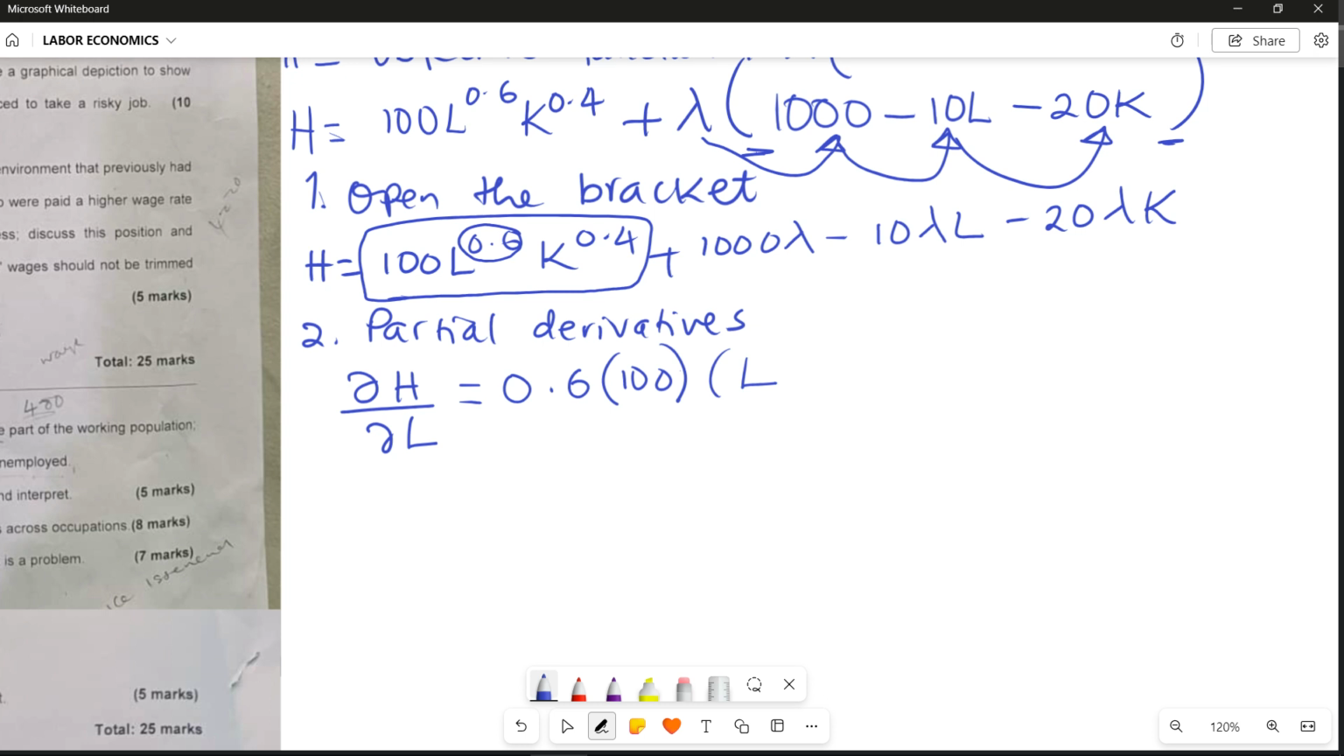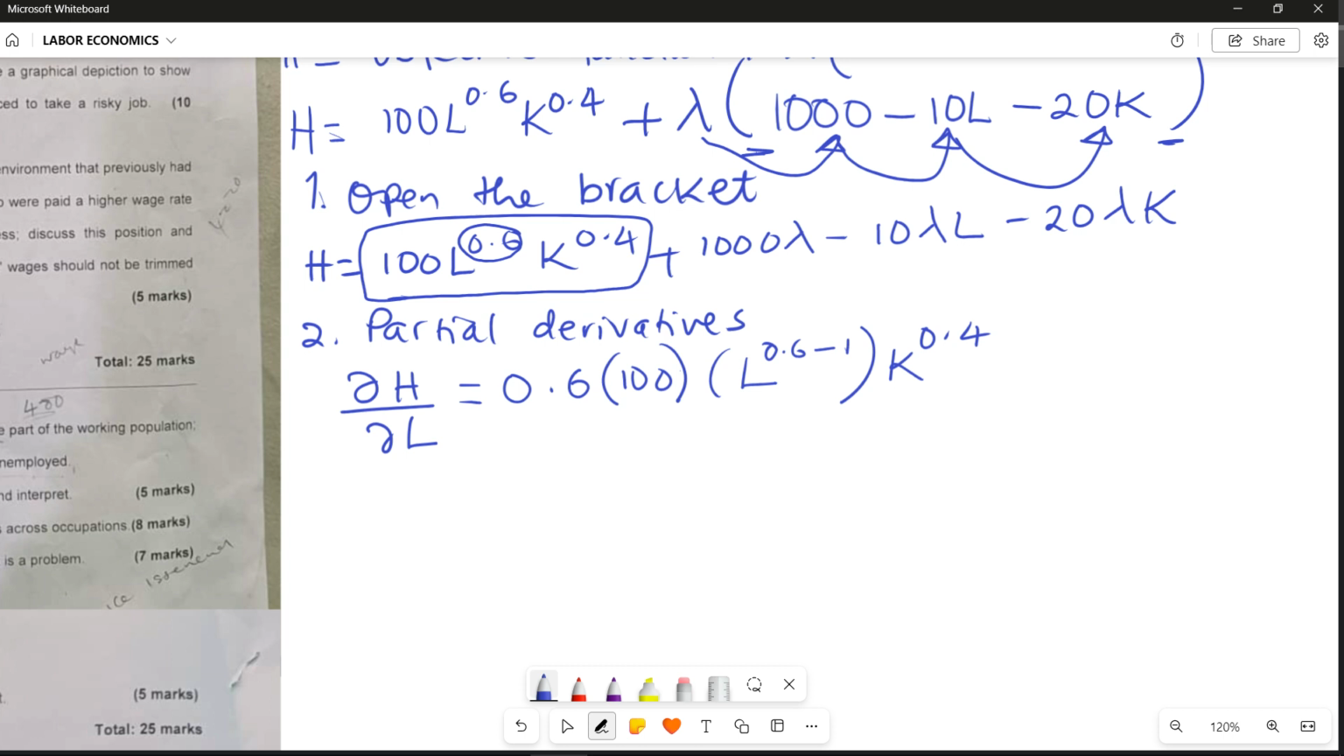Now, since we are differentiating with respect to labor, get me right on this one. From the power of labor, which is 0.6, we are going to subtract a 1. You see that, right? And then write capital to the power 0.4 just the way it is.